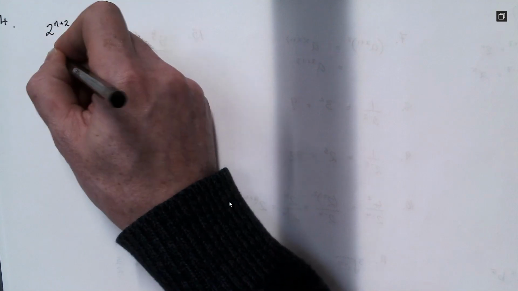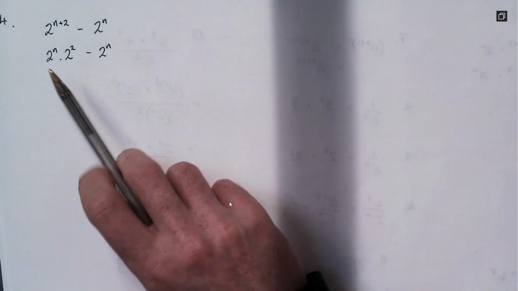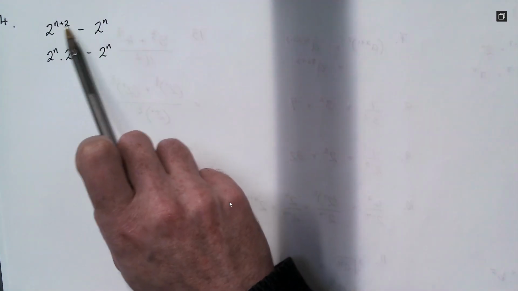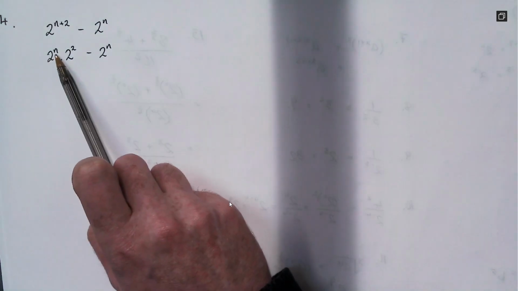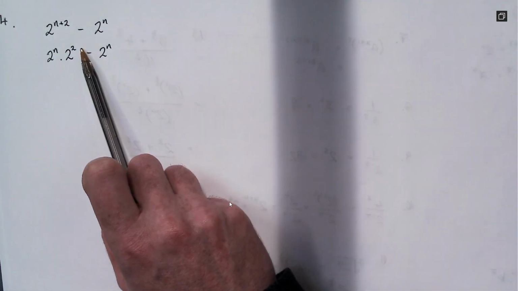Okay, so on the right we have 2 to the power of n times 2 to the power of 2 minus 2 to the power of n. There's the sum of powers, so on the right we have 2 to the power of n times 2 to the power of 2. So it's in the formula.